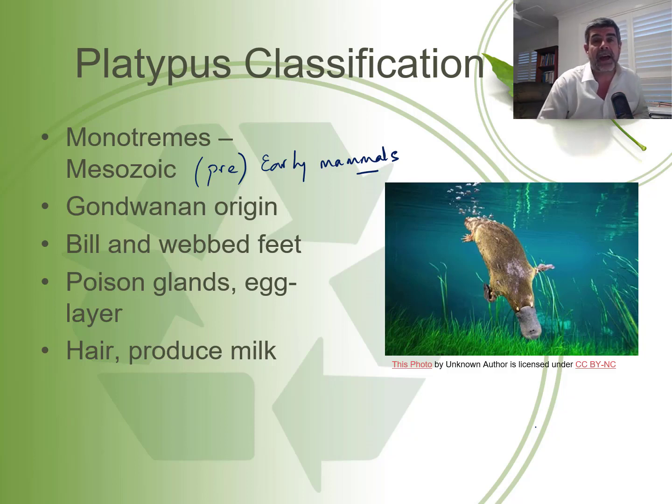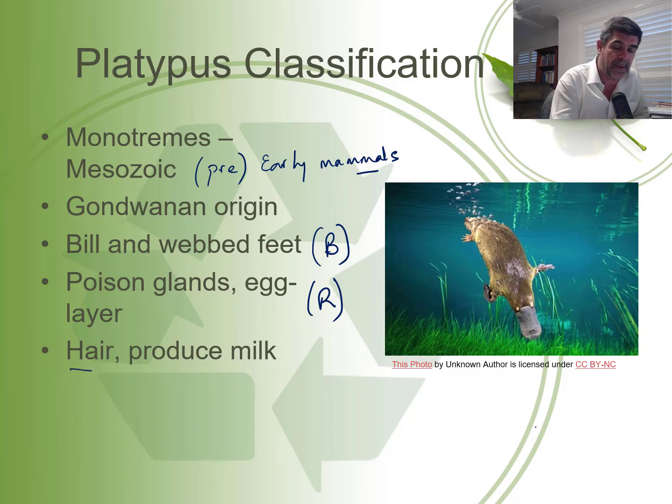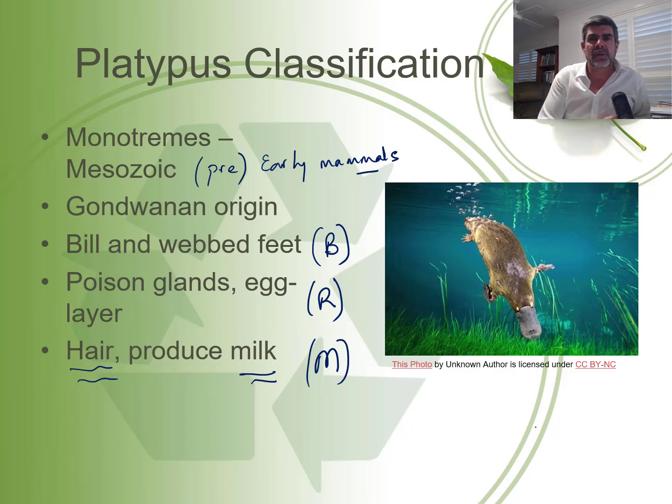So when we start to look at what were some of those key features that started to tell us that these fossils that we may see from older rocks have become mammal-like, is this combination of interesting features. So the bill and the webbed feet, which are classically bird features, poison glands and egg laying, which are almost more reptilian features, although birds do lay eggs obviously as well, and of course the hair or fur and the production of milk, which are definitely mammalian characteristics. So this organism was quite an unusual one.